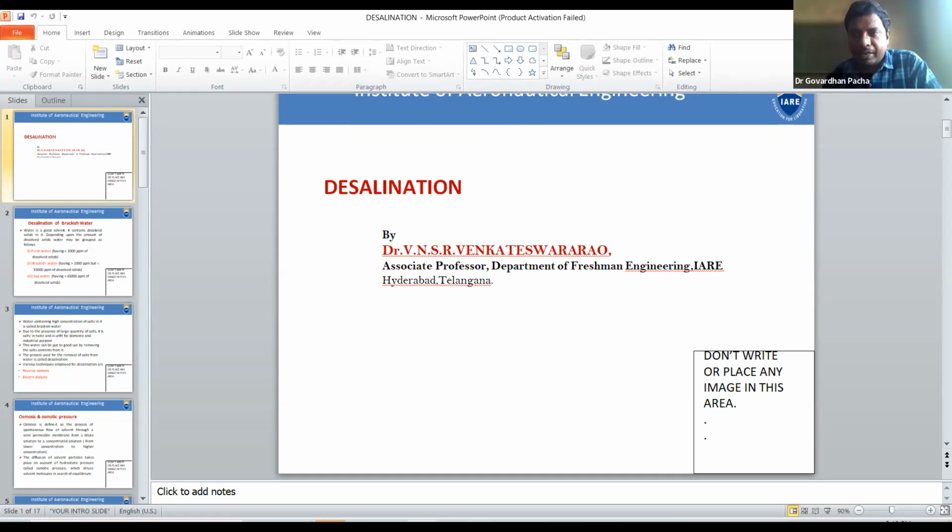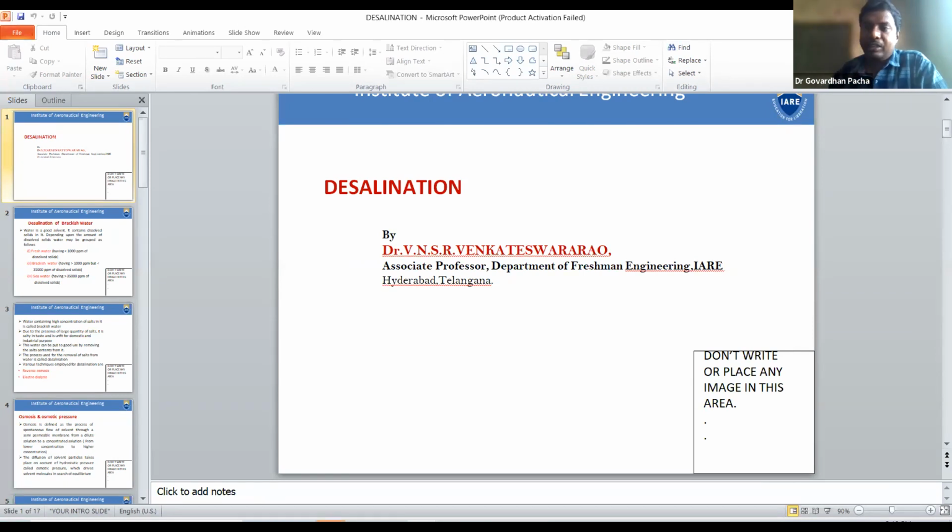Sodium chloride. Okay, ma. So depending upon the type of the salts or the content of the salts present in the water, it can be classified into mainly three types. That is fresh water, brackish water, and seawater. So it purely depends upon the concentration of the solids present in the water. So first one is the fresh water. Fresh water means it is having less than 1000 ppm of the dissolved solids.